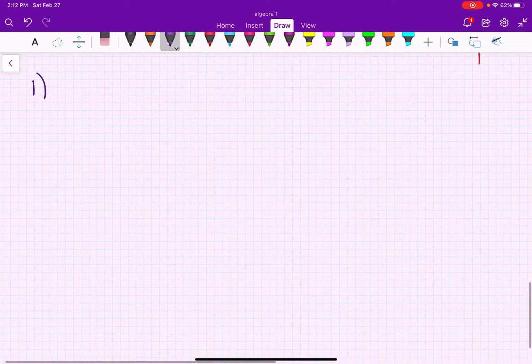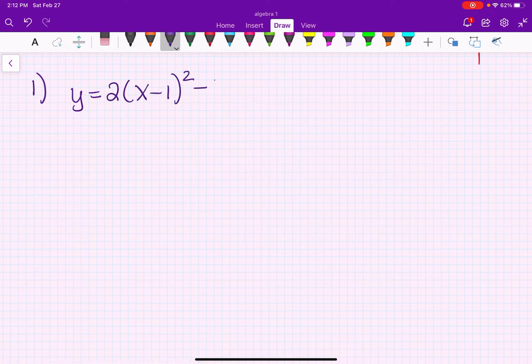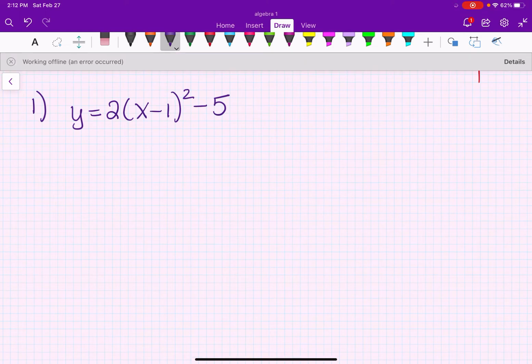Number 1, y equals 2(x minus 1) squared minus 5. The first thing I noticed when I look at this is the x is being squared. So I know this is an up-down. So I'm good with that. I can say the direction, if I needed to, and I am going to ask that on the homework, is up or down. I have to look first. Well, you should be able to tell because the 2 is positive, so that means we're facing up. The 2 is the a, so we're facing up.